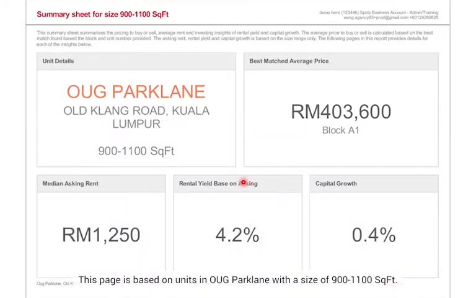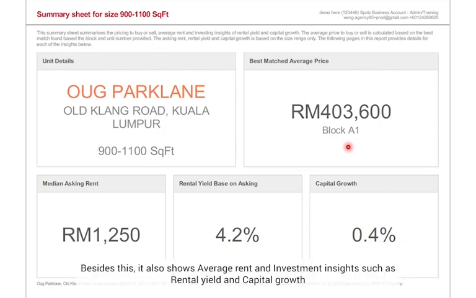This page is based on units in OUG Park Lane with a size of 900 to 1,100 square feet. The pricing to buy or sell is an average price calculated based on the best match price to the block and unit number of OUG Park Lane service residence, which in this case is Block A1 and Stack number 1. Besides this, it also shows the average rent and investment insights such as rental yield and capital growth.